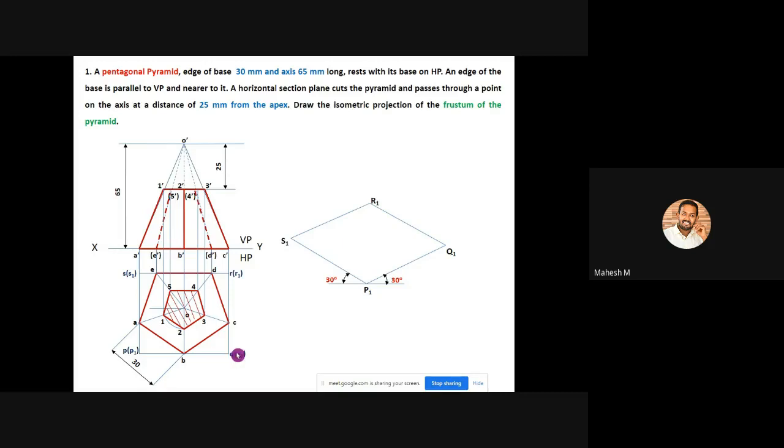Okay, so what is our next condition? We can mark the 5 points because our pentagon has 5 corners. So we have to mark the 5 points on this particular rectangle. So what is our condition? Look at the point called A. Where is it situated?